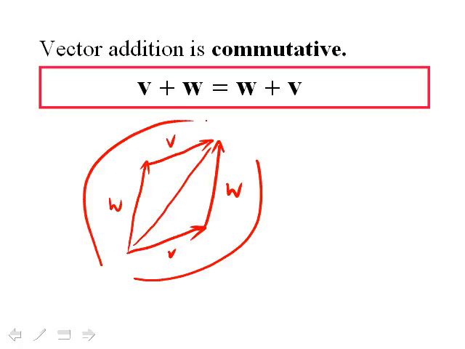Sometimes you see vector addition described as the parallelogram law, because whether you do v plus w, you get two sides of a parallelogram, or w plus v, you get the other two sides. And either way, what you associate with the vector sum is the diagonal of the parallelogram.